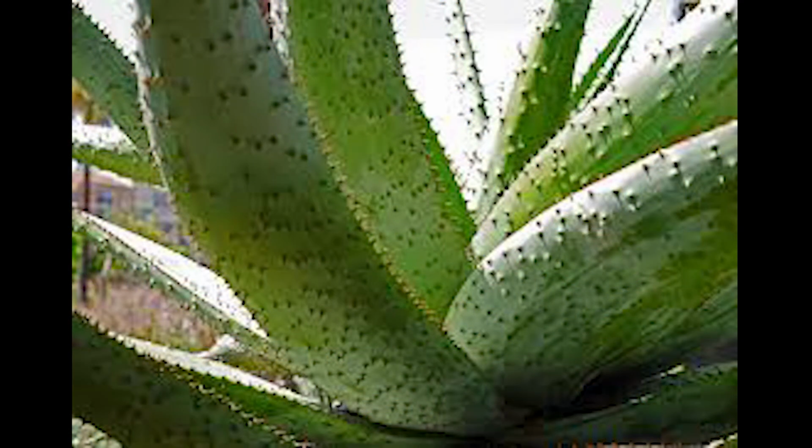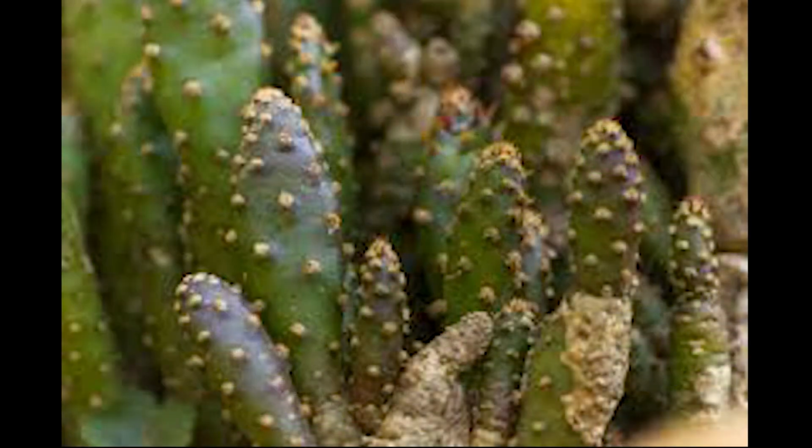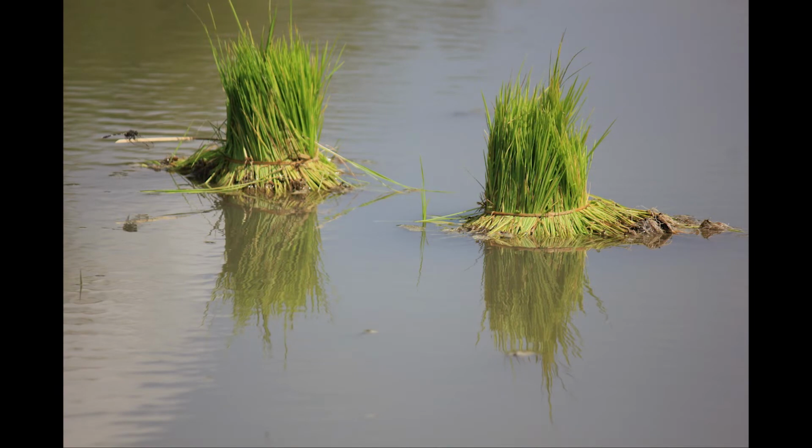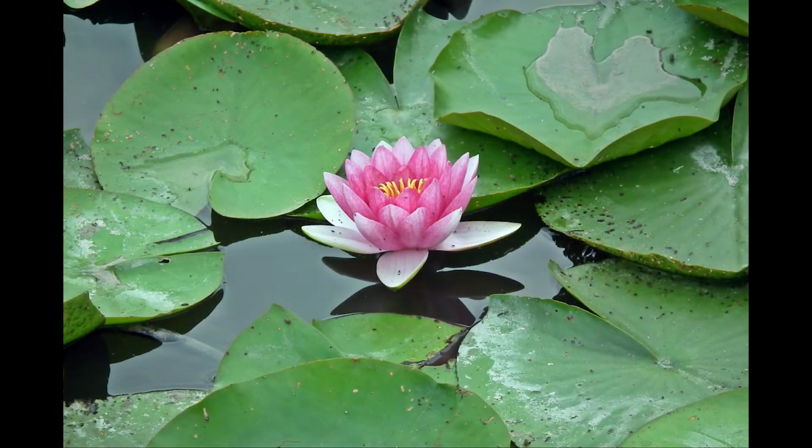Xerophytes are plants that live in a dry environment or plants that are unable to absorb water. They have an increased water storage, thicker leaves, and a thick cuticle. An example is a cactus. Hydrophytes are plants that live in a wet environment or in water. They have fewer roots, large and flat leaves, and a thin cuticle. An example is a water lily.